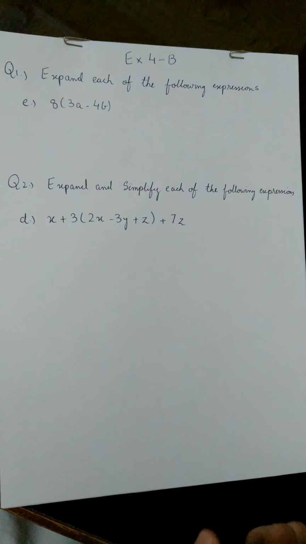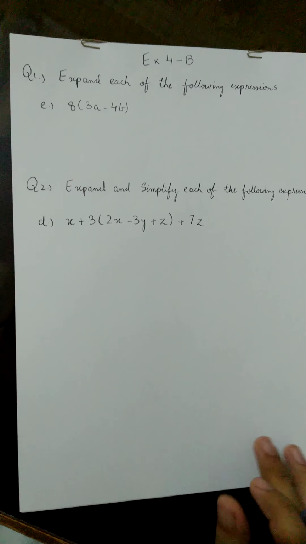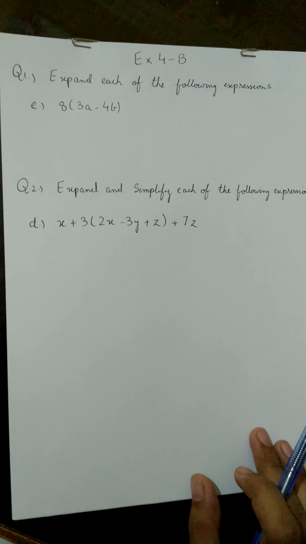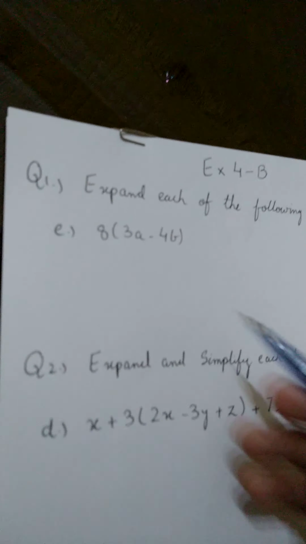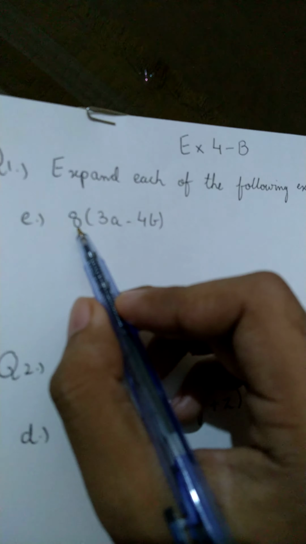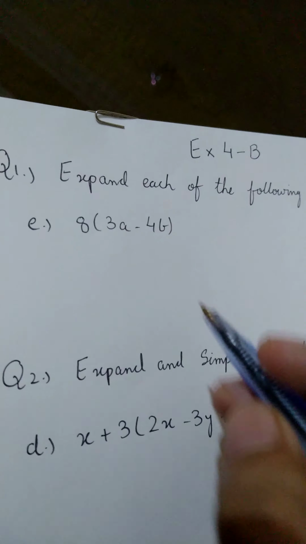Here we have exercise 4b. We have started exercise 4b now. So we have question number 1, expand each of the following expressions. It's very easy. We will simply solve this. We just have to multiply the number outside with the value in the bracket.